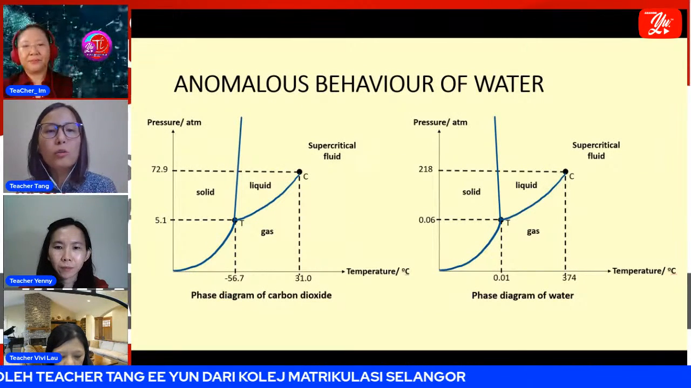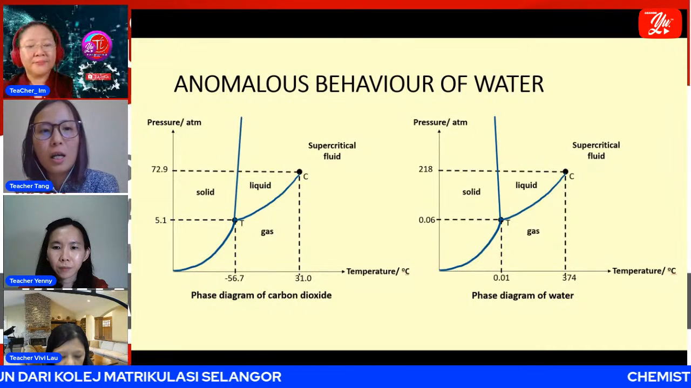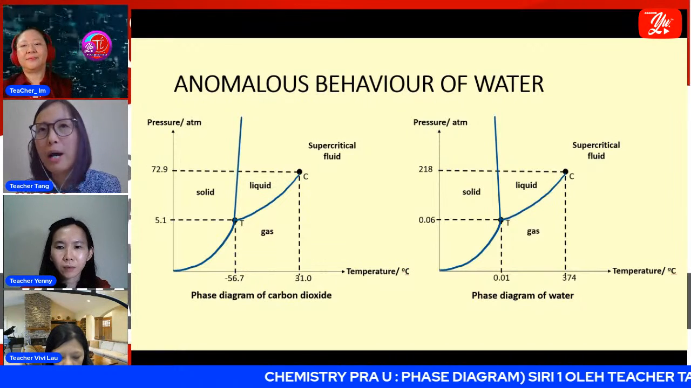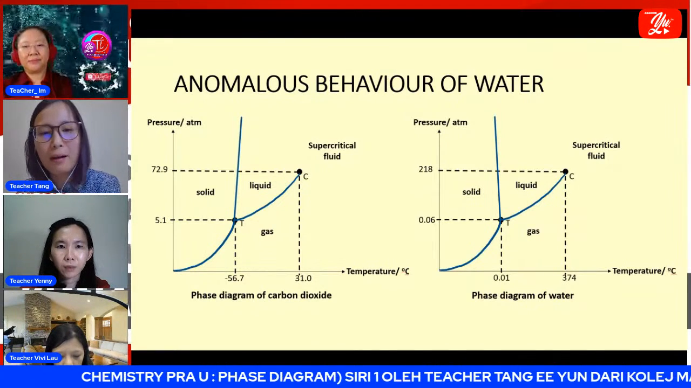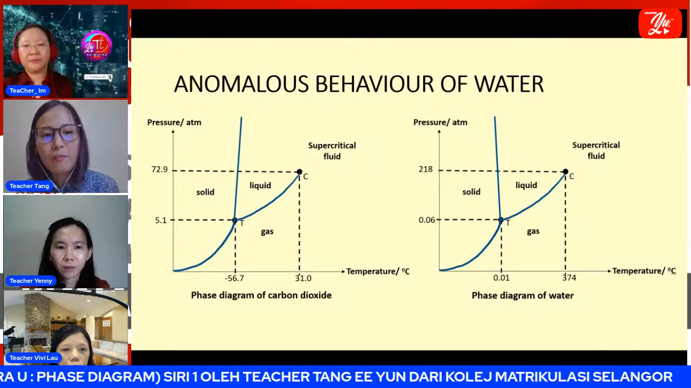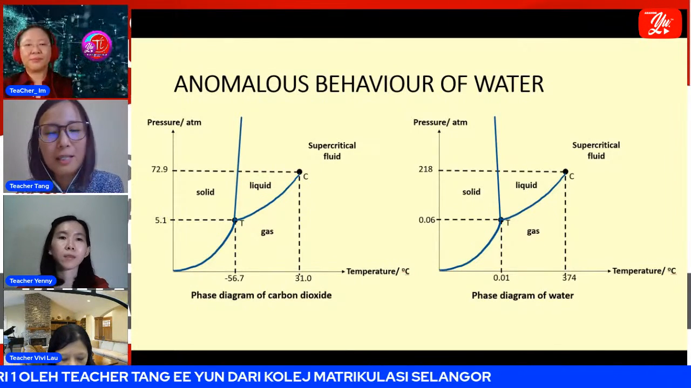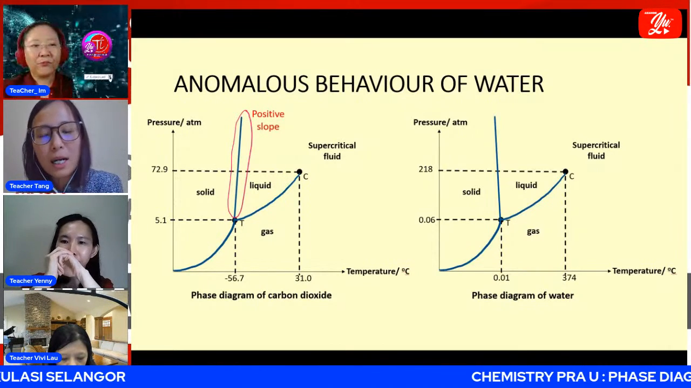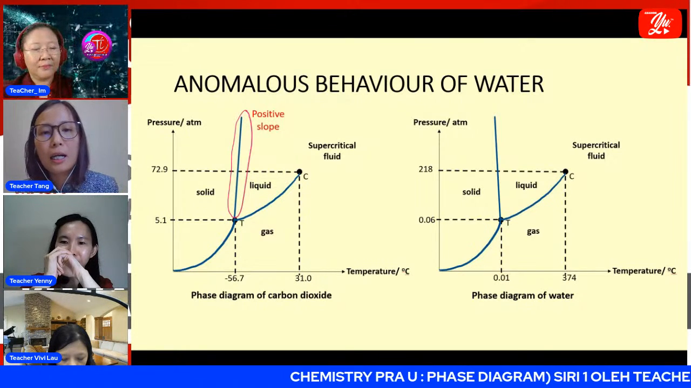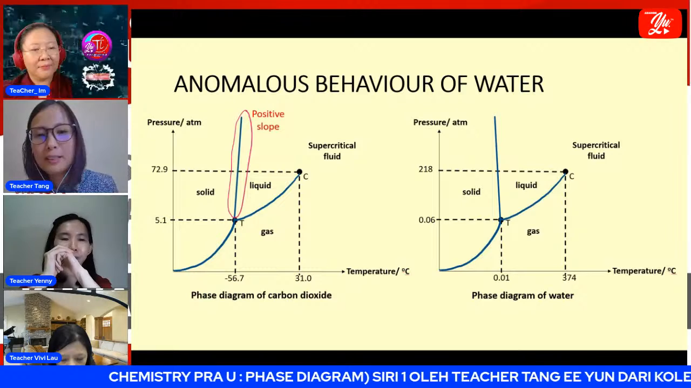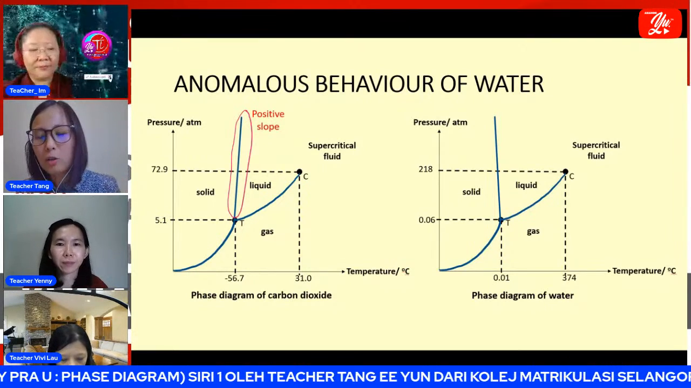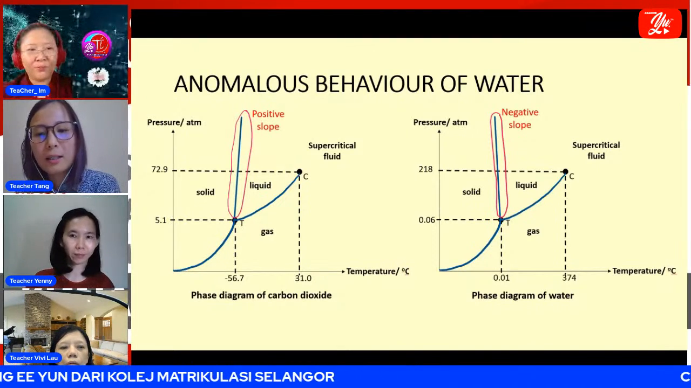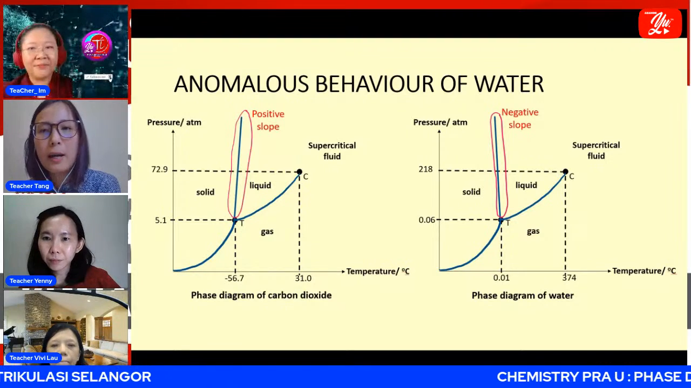So now we can move on to look at the anomalous behavior of water. This anomalous behavior of water causes the water to have the negative slope for the melting curve. The typical phase diagram would be like the phase diagram of carbon dioxide, where the melting curve has a positive slope. For water, it is an atypical phase diagram, which means that the phase diagram is unusual. So where is the unusual part? It is the melting curve.